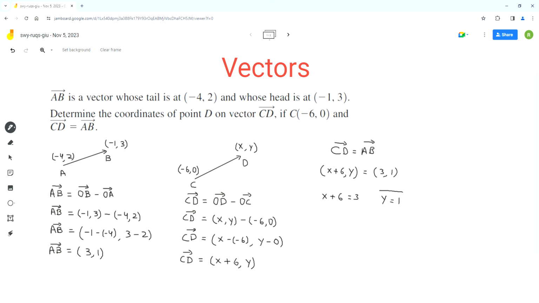So we have found the value of y, and now we just have to solve for x in this equation. We subtract 6 from both sides. The 6's on the left side cancel each other out, and we get x equals 3 minus 6, which is equal to negative 3. So that's the value of x. Now we can write that point D is (-3, 1). This should be the final answer for this problem.